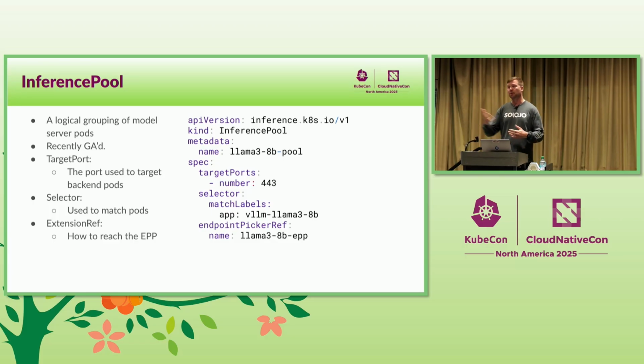And if you're familiar with the service API, you'll see the inference pool API has a lot of commonality there, where we're using target ports to define what destination port to route the traffic to on the backend model server. We use selectors to discover which backend pods comprise the inference pool. And then there's an extension ref, and that is for discovery so that the gateway understands where that EPP component lives. How do I talk to that EPP?